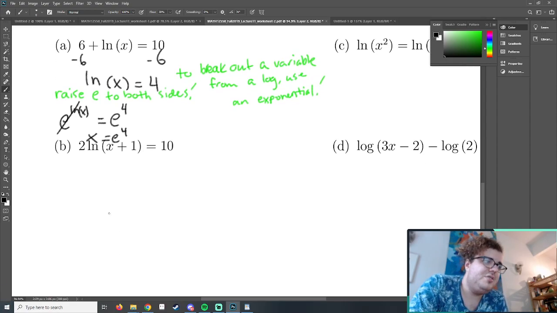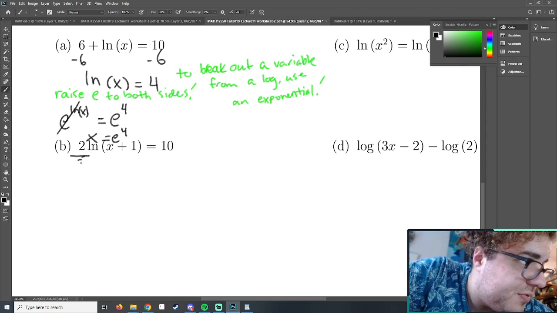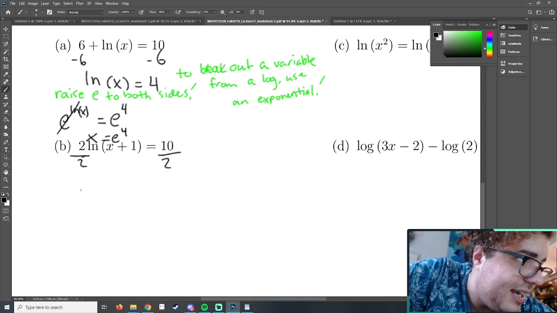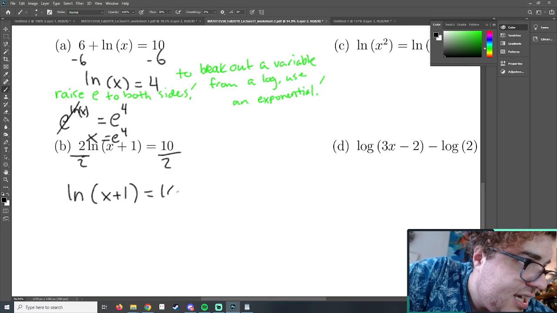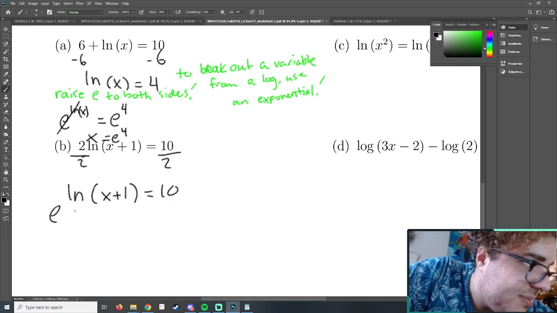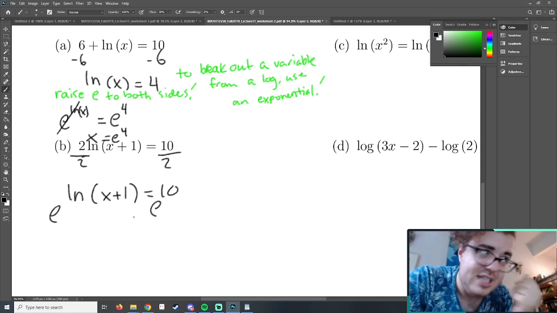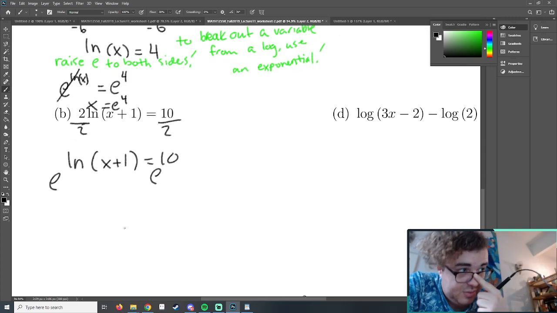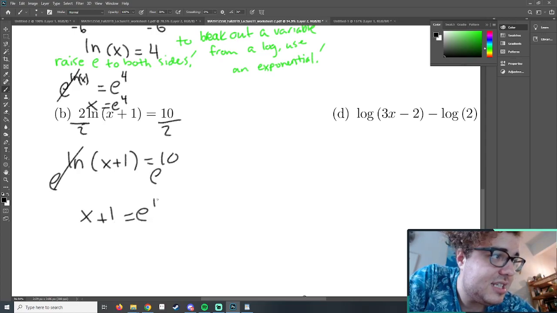Down here, 2 ln of x plus 1 equals 10. Again, I'm going to divide both sides by this 2 first, because I want to wait until we have ln of something equals something. So we have ln of x plus 1 equals 10. Again, I'm going to raise e to the power of both sides, which sometimes people write just like that. So e to the ln of x plus 1 equals e to the 10th. This cancels, and we get x plus 1 equals e to the 10th.